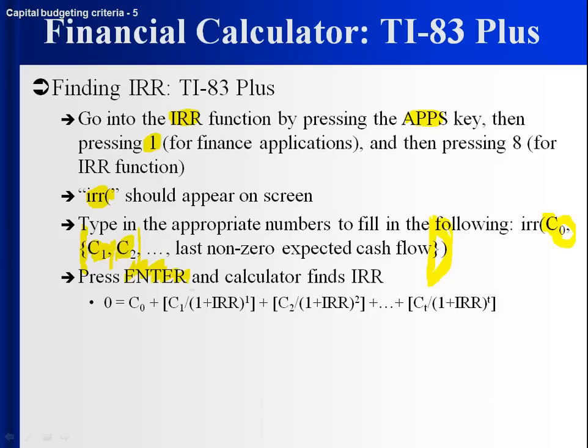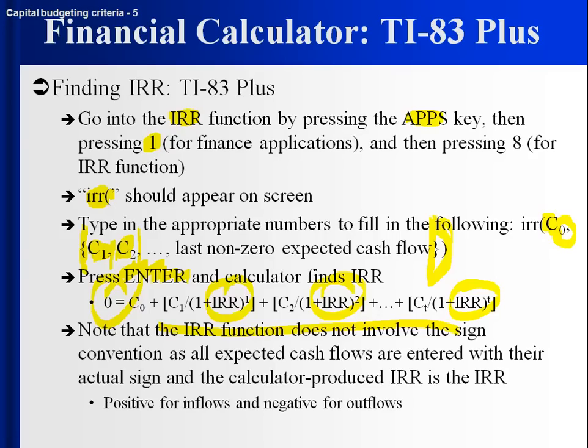You've given it the cash flows. It'll solve for the discount rate such that the present value of the cash flows that you gave it are equal to 0. Again, there's no sign convention. If there is cash flow that's expected to go out, it's negative. If it's cash flow that's expected to come in, it's positive. And if it's a 0 cash flow, it's 0.